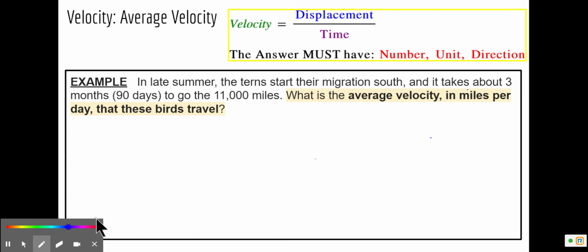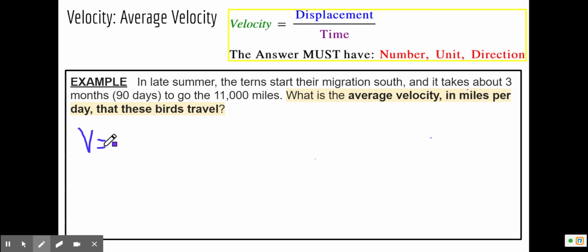Let's take a look at this one. In late summer, the terns, that's a bird species, start their migration south, and it takes about 3 months or 90 days to go 11,000 miles. What is the average velocity in miles per day that these birds travel?